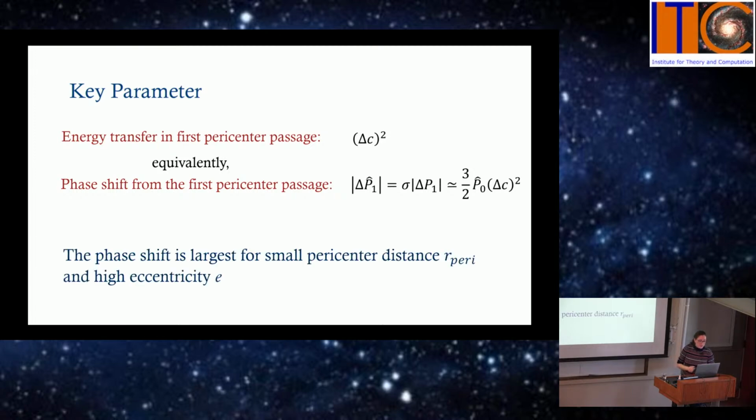The phase shift is largest for small pericenter distance, where you have the strongest interaction, so the most energy transfer. And for high eccentricity, since you want a small pericenter distance, but also a long orbital period, the orbital period comes into play. So that combination is what gives you a large phase shift, which is precisely the combination that you would have for high eccentricity migration.